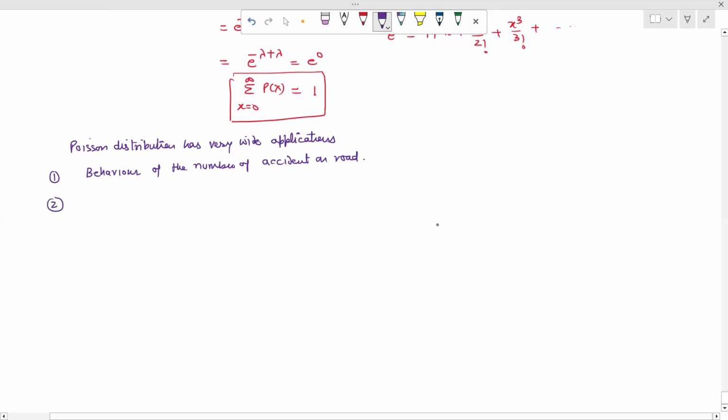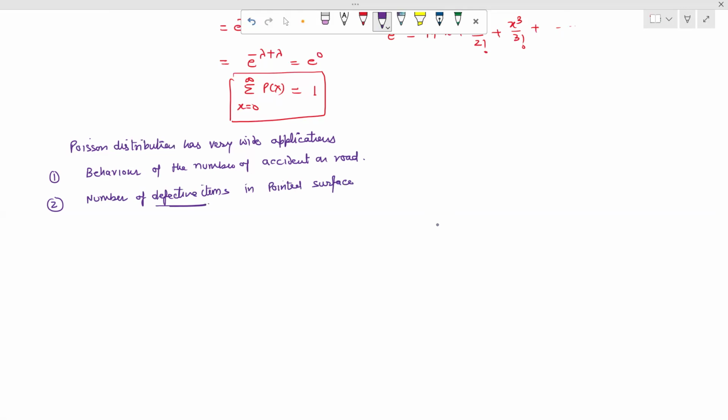Second, we calculate the number of defective items in a unit area. Defective items may be, for example, a company produces some type of electric bulbs, so some bulbs may be defective. So we can check defective items. A company may also produce bolts, fuses, etc. So we can find the probability of the number of defective fuses or bulbs.